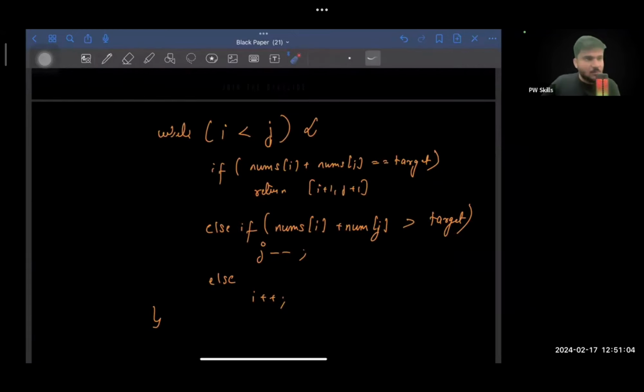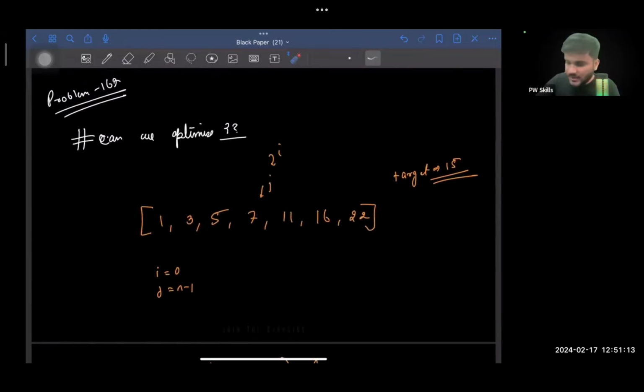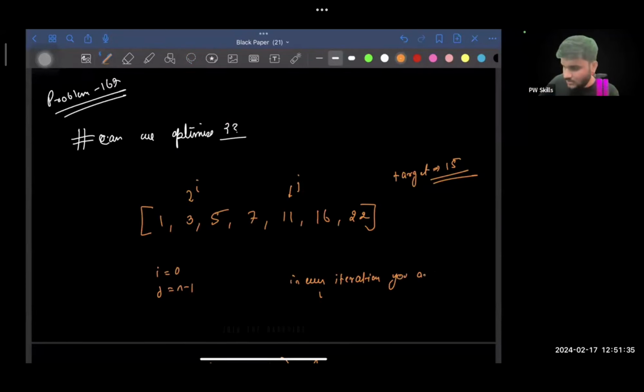And now if you see how many iterations probably you went for, this is going to go for in every iteration. If you carefully see, in every iteration, we are eliminating one element. Can I say that? See, in the first iteration, I eliminated 22. In the second iteration, I eliminated 16. In the third iteration, I eliminated 1. So in every iteration, you are eliminating one element.